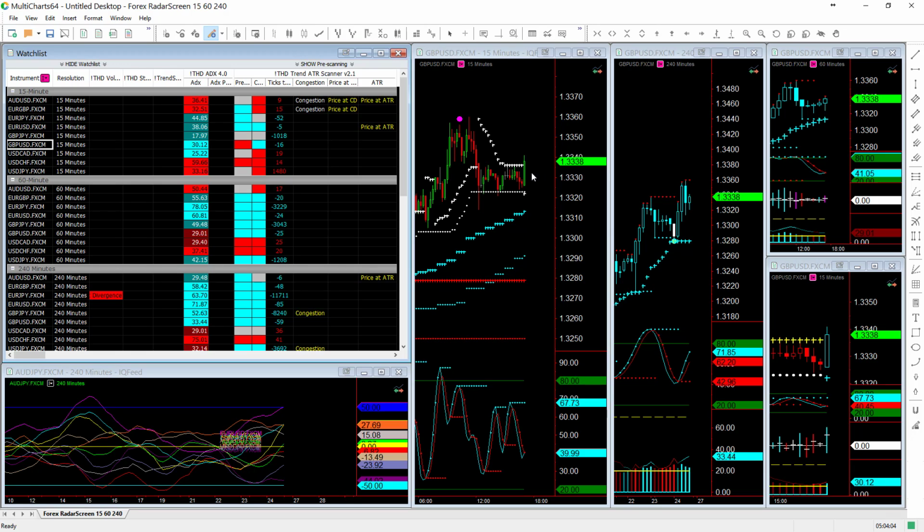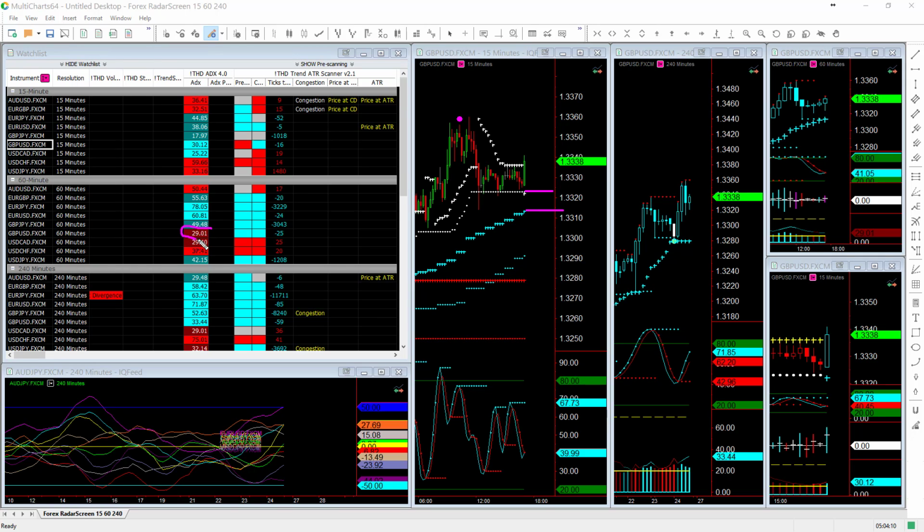Now, this could have been an entry into the next upward movement. Why? First, you have the white congestion dot that is supporting price. You also have the blue ATR supporting price. Are we overextended on any of these time frames? No, we are not. You can actually go down here.